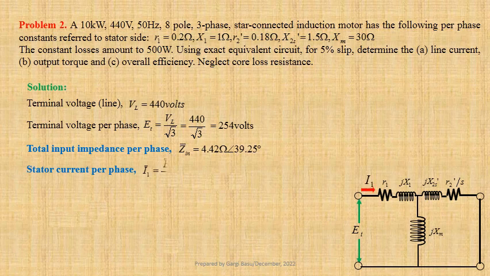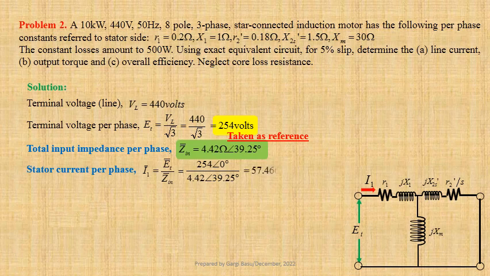Now we shall determine stator current per phase. I1 equals ET divided by Zin. Taking terminal voltage per phase ET as reference we get I1 equals 254 at an angle 0 degree divided by 4.42 at an angle 39.25 degree, that gives us 57.466 ampere at an angle minus 39.25 degree.